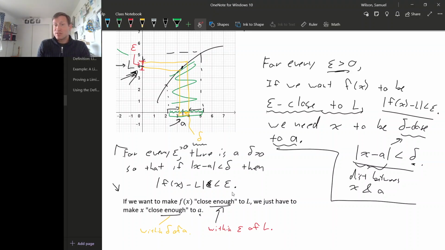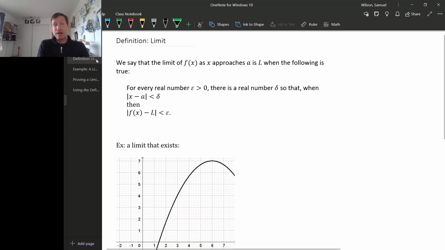So this is our precise definition of a limit. You can see everything in here is perfectly well defined. There are no intuitive notions left. Okay, so we say that the limit of f of x as x approaches A is L when the following is true: for every positive real epsilon, there's a positive real delta, so that when x is delta close to A, then f of x is epsilon close to L.